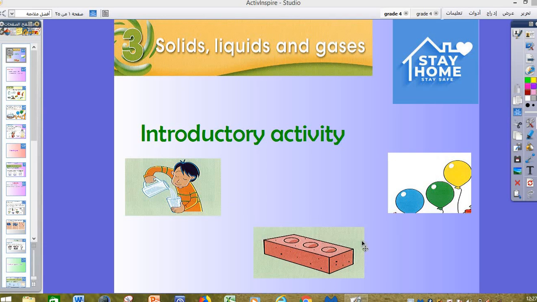Guys, as you can see here in the 3 pictures, I have a small activity, so please pay attention with me. Can you tell me the difference between the 3 pictures? There is something different between them, and something connected between them and our lesson. The first one is a boy with a glass of water, and this is a book, and this is a balloon. So this is liquid, this is solid, and this is gas.